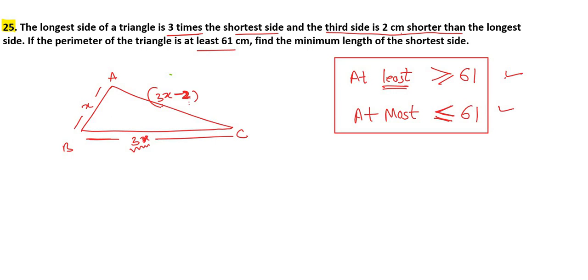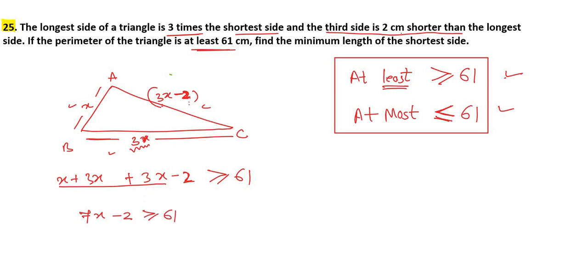Okay. So now they are saying the perimeter should be at least 61. So what should the perimeter be? x plus 3x, right? This plus this plus this. So plus 3x minus 2 should be at least 61, correct? So this plus this plus this is how much? 7x, and minus 2 is at least 61. If 2 goes to the other side, it becomes 7x is at least 63.